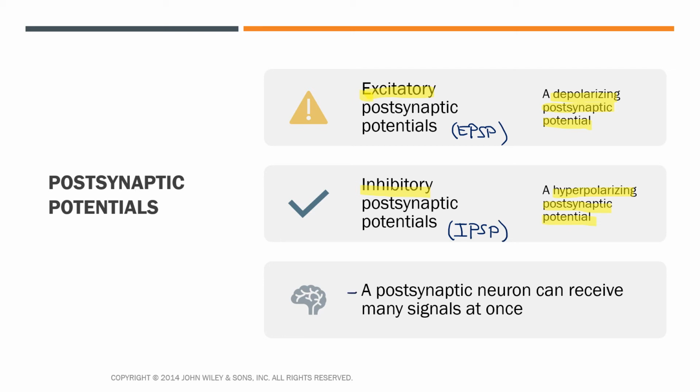Now, a postsynaptic neuron can receive many signals at once, and those signals can be summated to get an action potential. But as they are summated, they are still considered graded potentials until they reach threshold, and then it's considered an action potential.